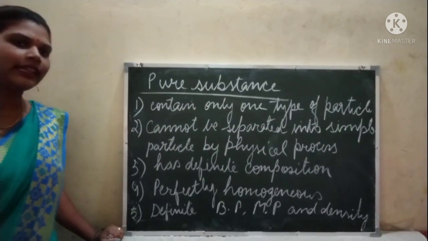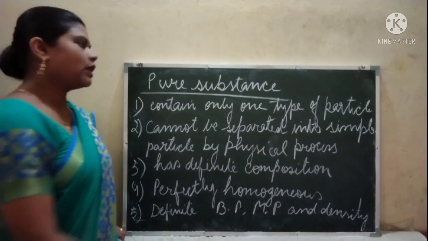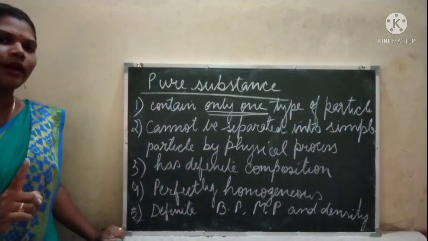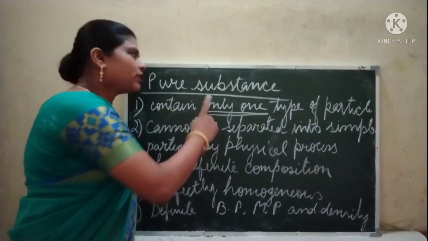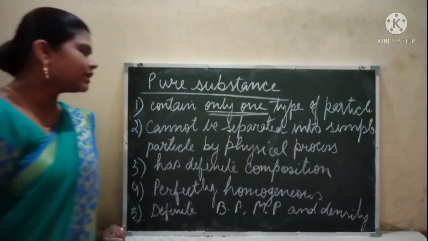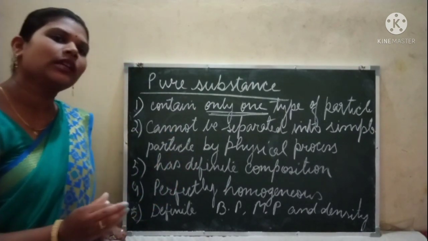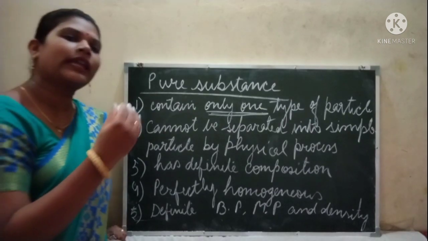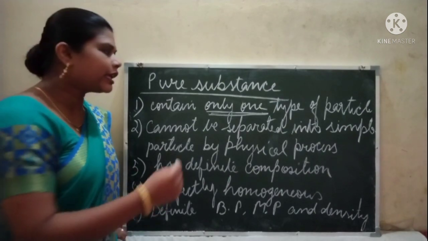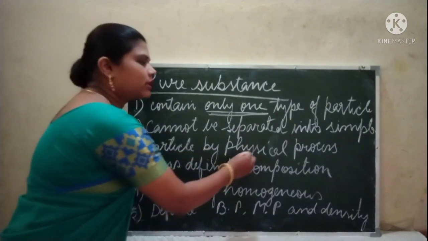Now class, let's see what a pure substance is. A pure substance is a substance which contains only one type of particle. That means only one type of particle is present in it. Next, it cannot be separated into simpler particles by any physical process like filtration, decantation, sedimentation.